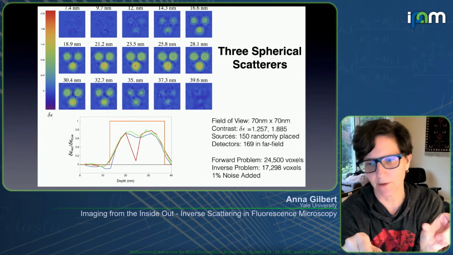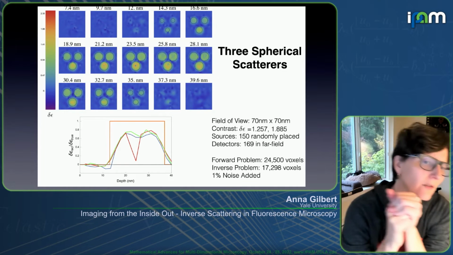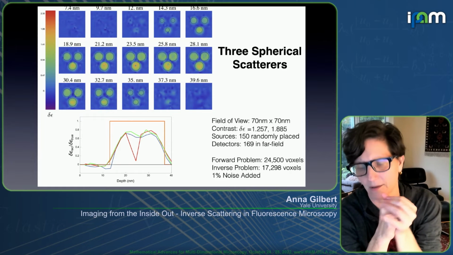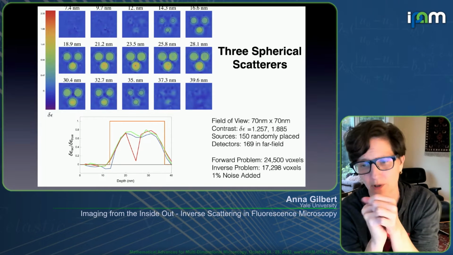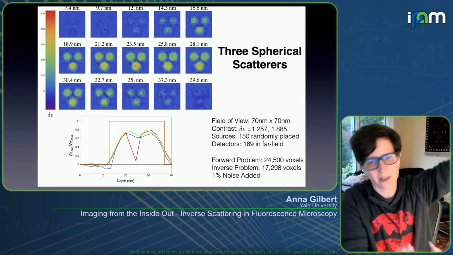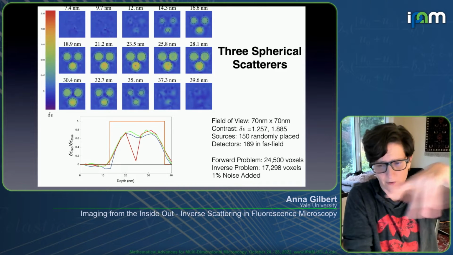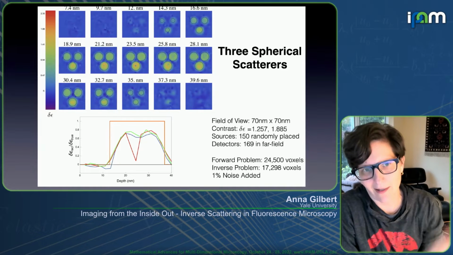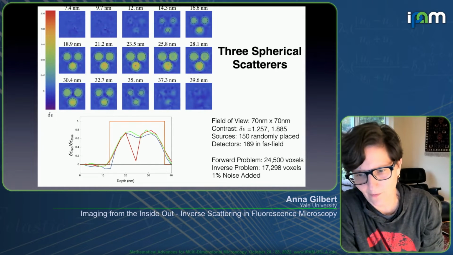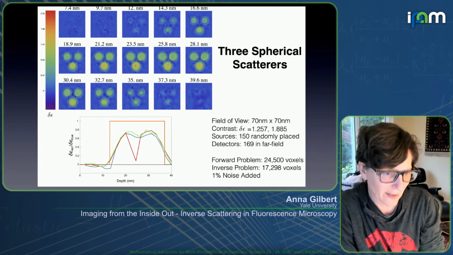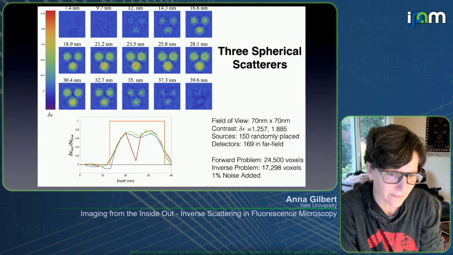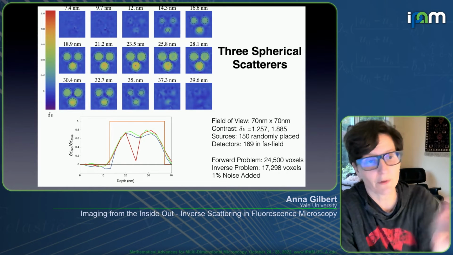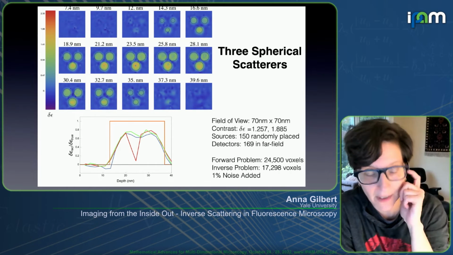What is the size of the field of view? We've got 2 scatterers with 1 value of contrast and another scatterer with a second value of contrast. We put 150 randomly placed fluorophore sources. Again, just to remind you, whose position, amplitude, and phase we know, and then 169 detectors in the far field with some noise. And so, well, you can see the images for the reconstruction.